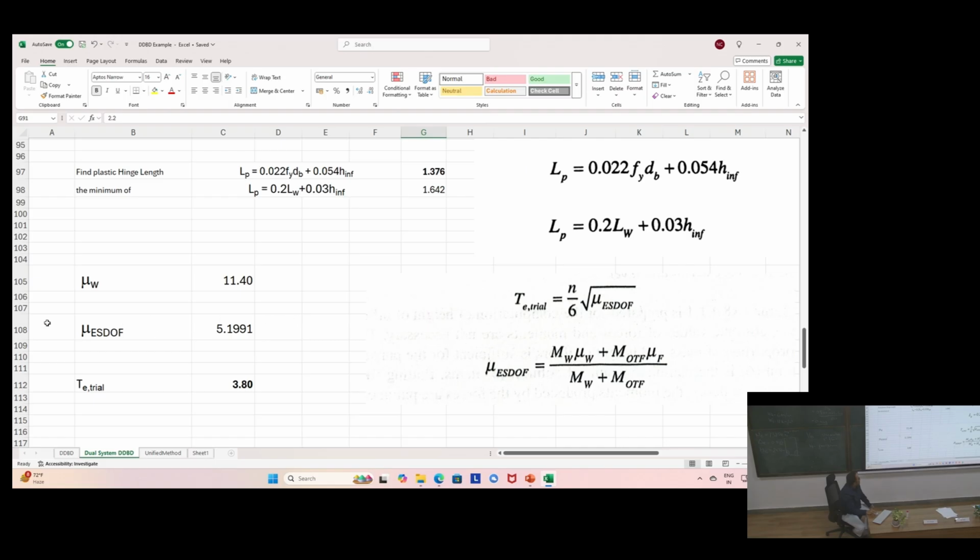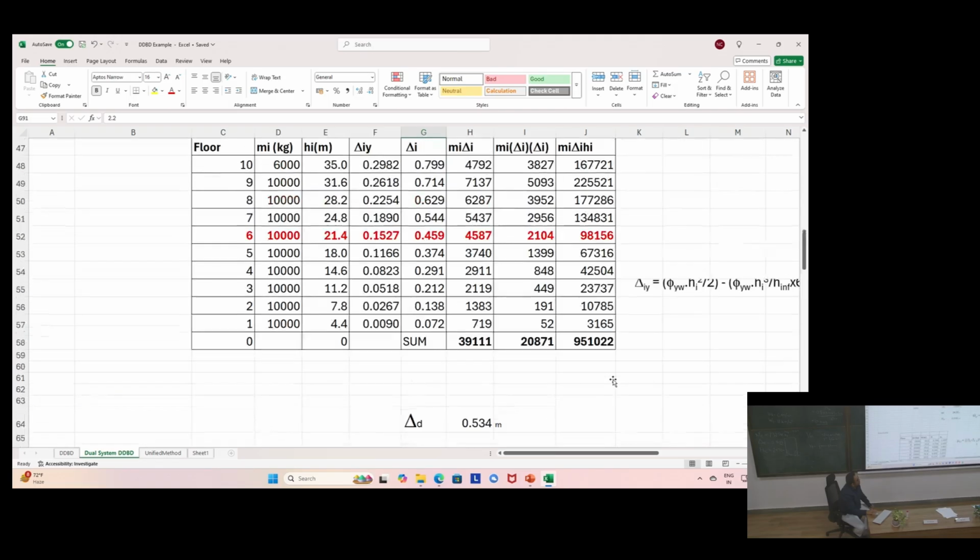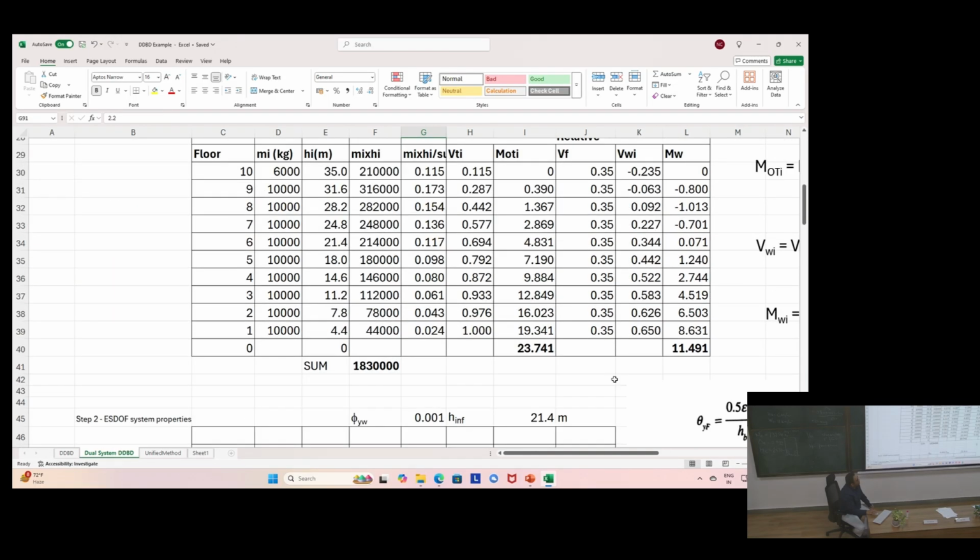You have to find mu S-DOF, which is, we need the overturning moment of the wall and the overturning moment of the frame, which will be given by your first table. MW and MTI. That's why I wanted you to sum those at that point in time.